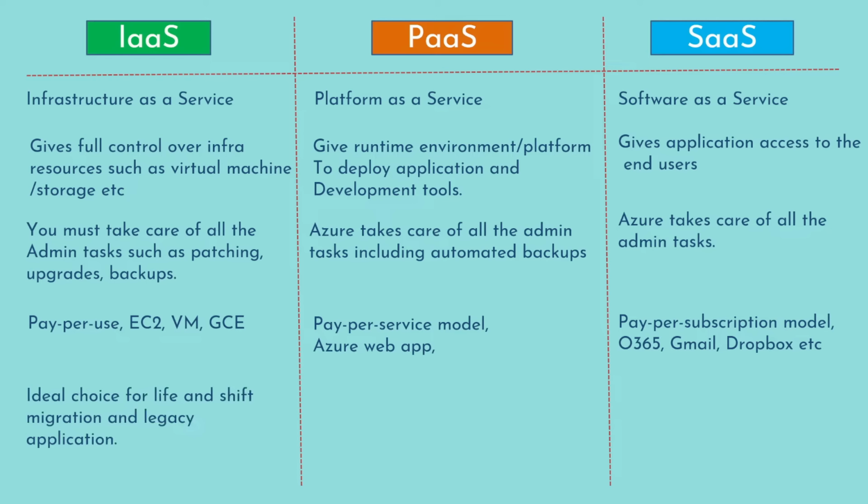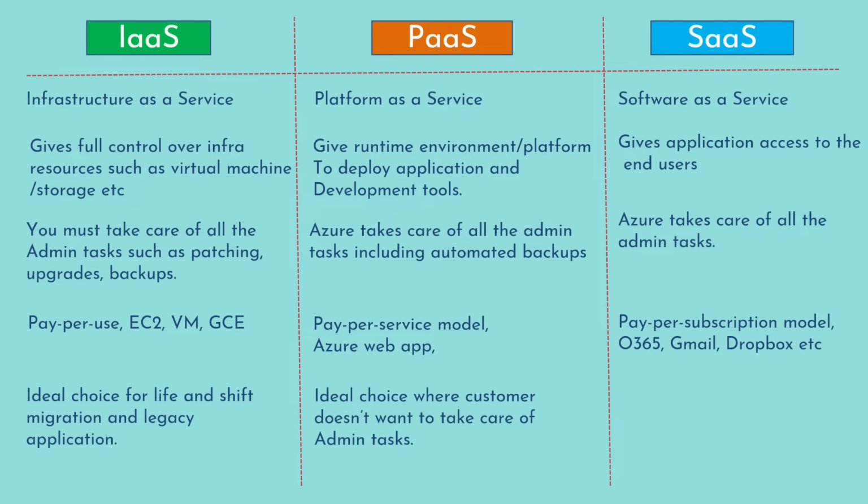So lift and shift migration is nothing but when you have to move your applications hosted on premises to the cloud infrastructure so that you get all the benefits of cloud, but you do not want to make any changes to your application. So that is called lift and shift. IaaS would be the ideal choice because you get full control over your operating system and you can customize your application as you need.